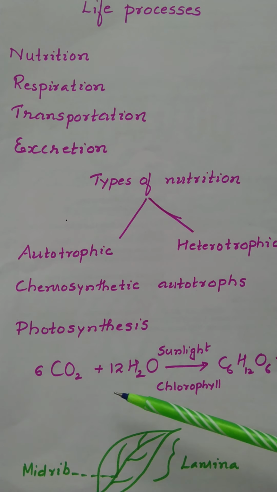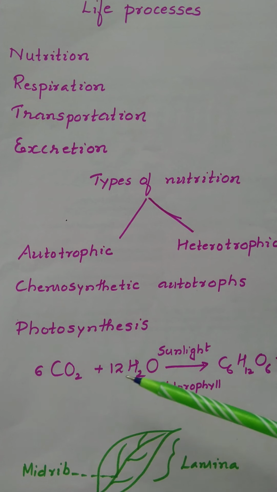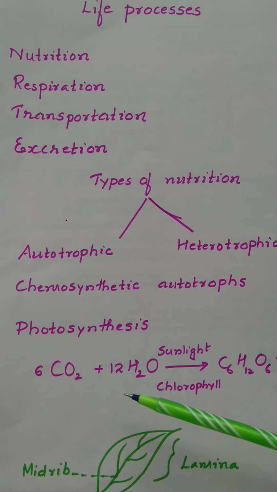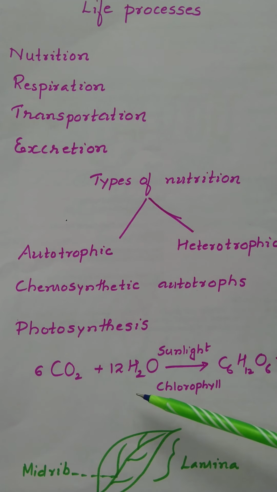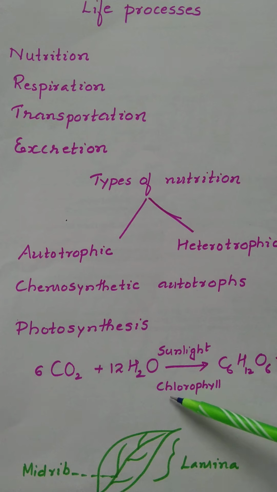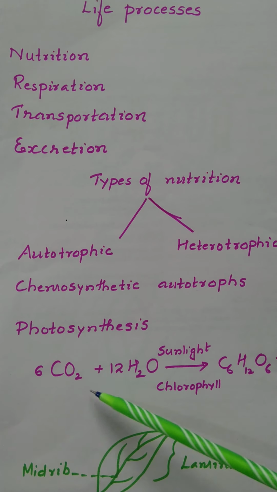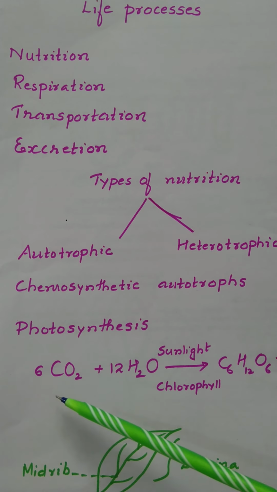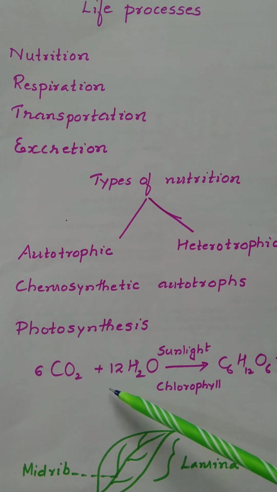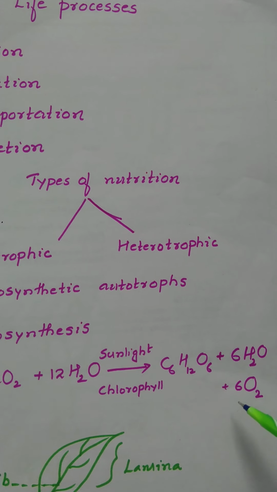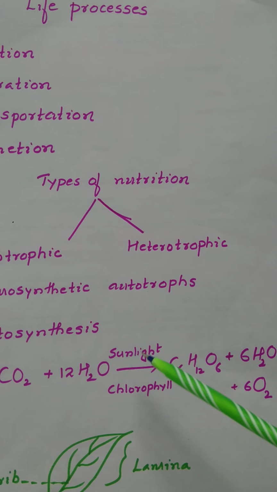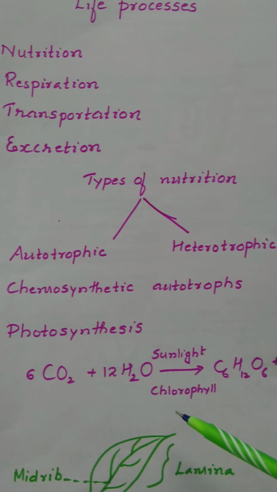It's a complex process where green parts of the plant synthesize organic food in the form of carbohydrates from carbon dioxide and water in the presence of sunlight and chlorophyll. So we can represent this reaction by the equation 6CO2 plus 12H2O gives C6H12O6 plus 6H2O plus 6O2, in the presence of sunlight and chlorophyll.